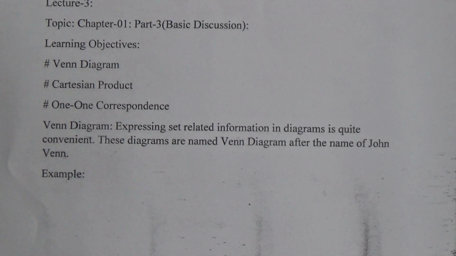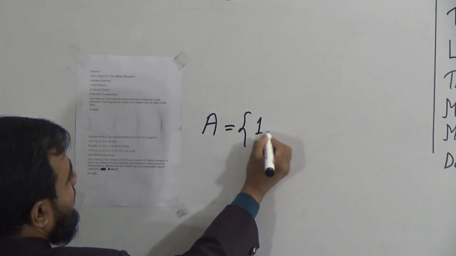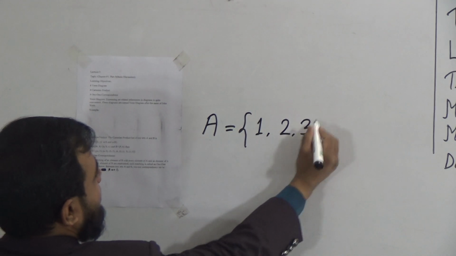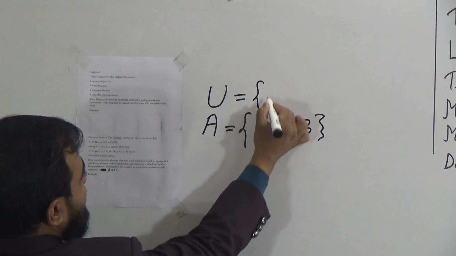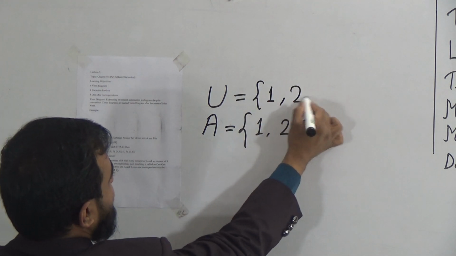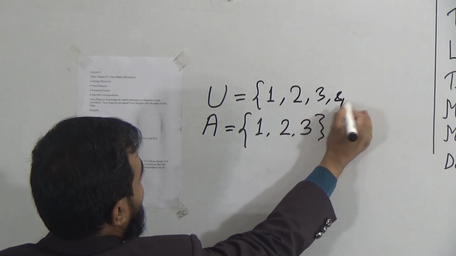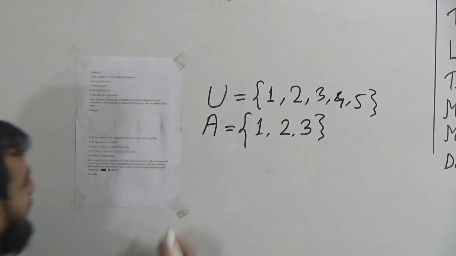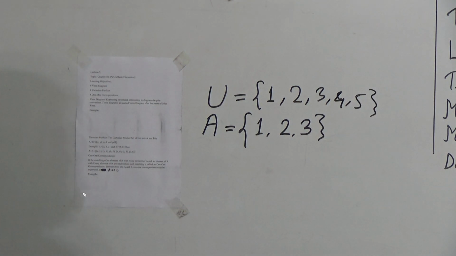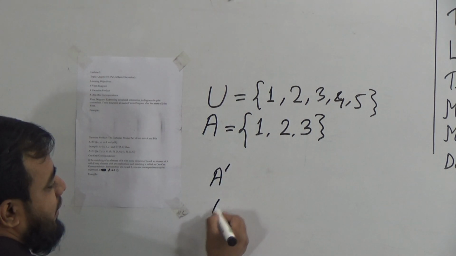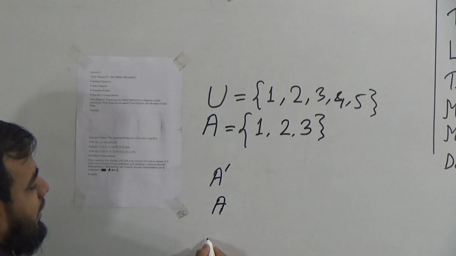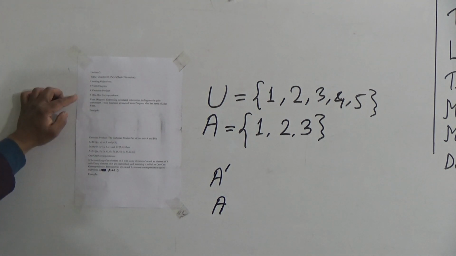Suppose there is a set. Suppose, dear students, set A is equal to {1, 2, 3}. U is the whole set, that means the universal set is {1, 2, 3, 4, 5}. Then we can express the set A and A prime with the help of the Venn diagram.